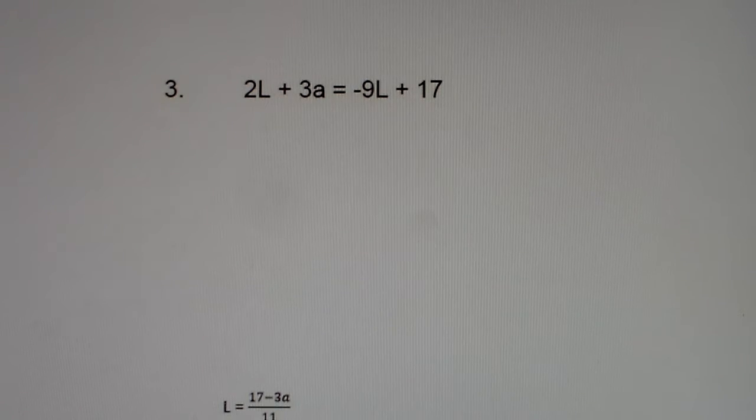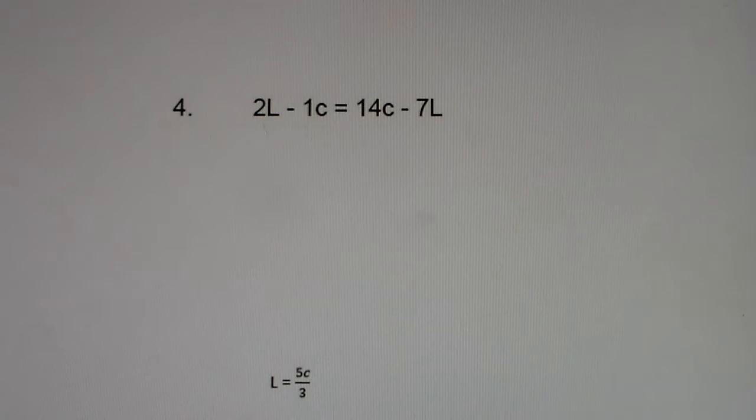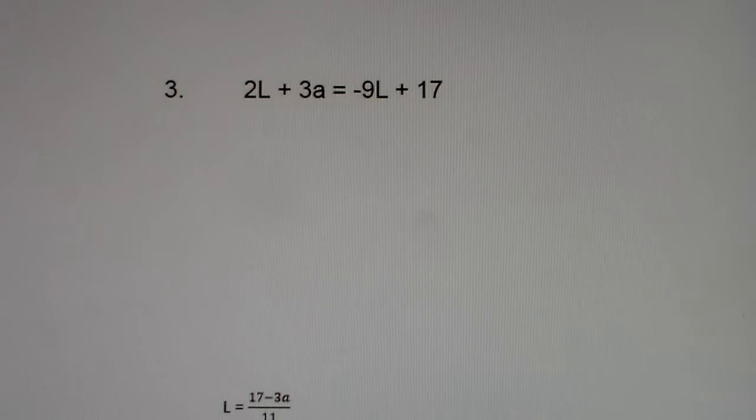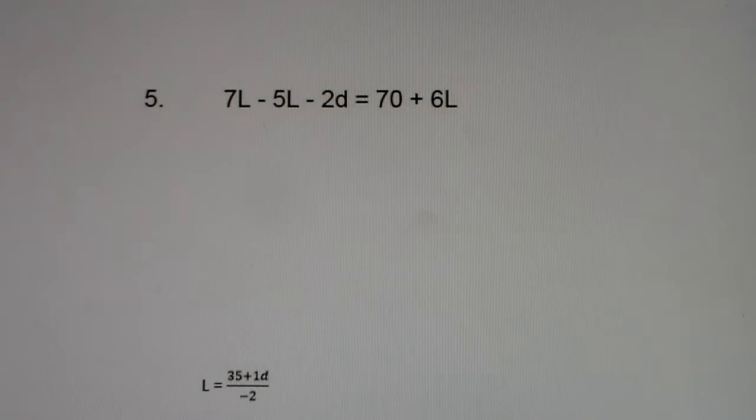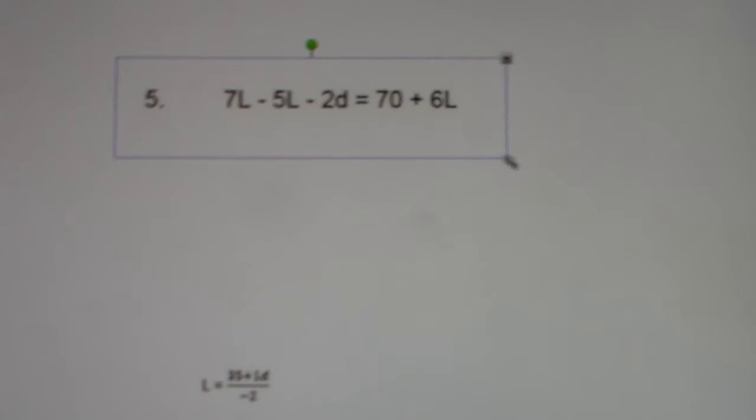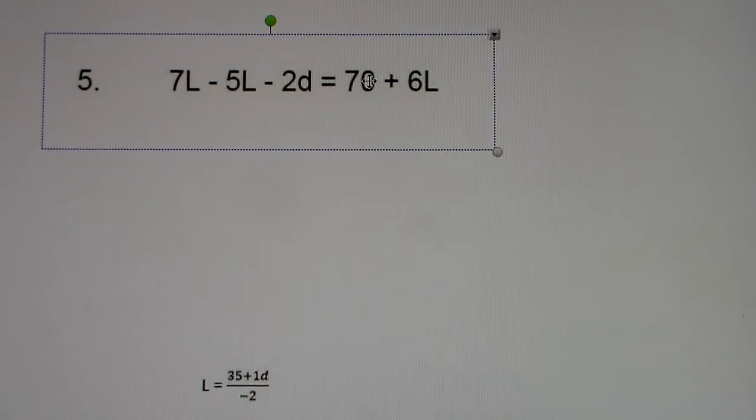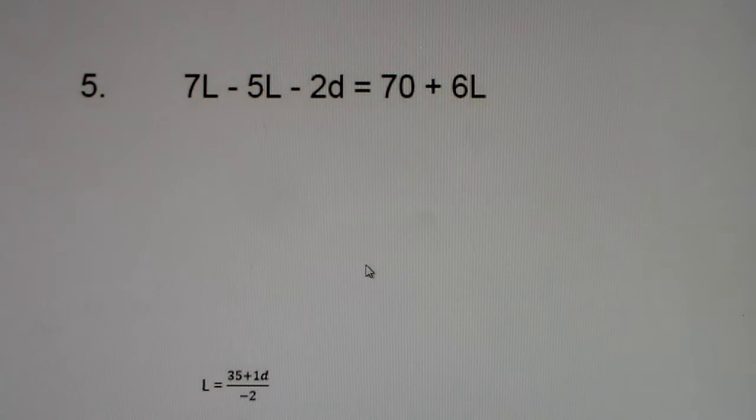Problem number 3 is very, very similar. Let's see if there's going to be any tougher ones. Problem number 4 is very similar, except instead of A's, we're now using C's and L's. This one's a little bit tougher, so let's talk about that. It involves also combining like terms. So what I like to do, I like to combine like terms first, just to make things a little bit easier. So 7L minus 5L gets you 2L.